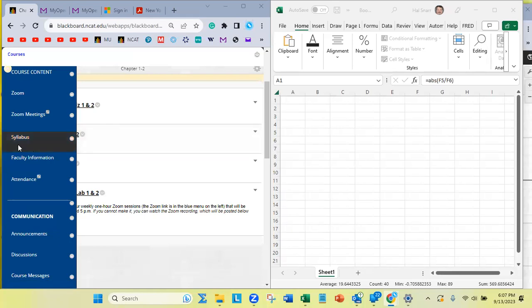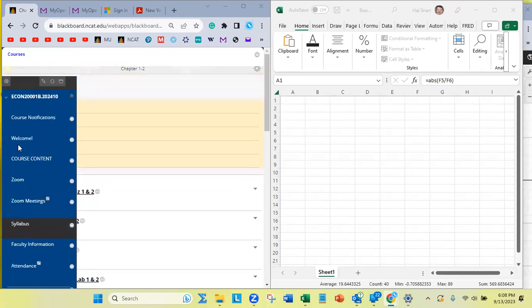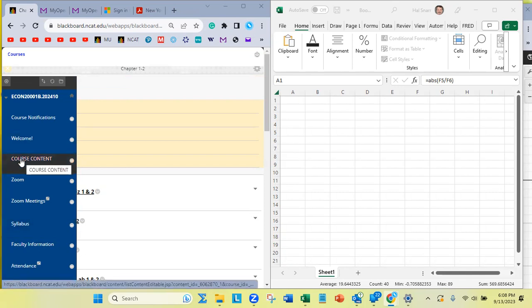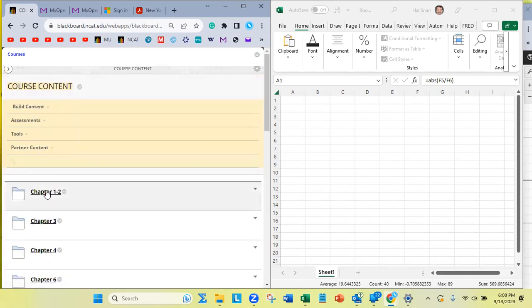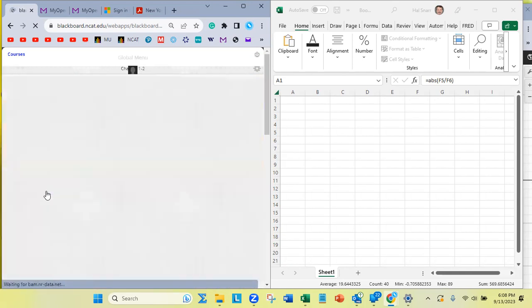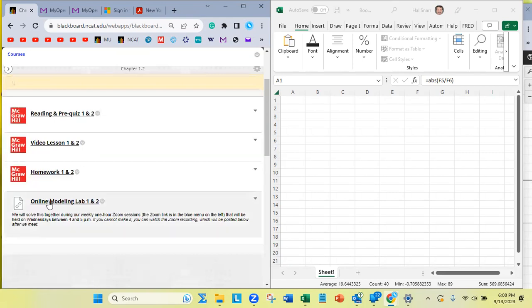Okay, so we're gonna do tonight's online modeling lab. And the way you find it is in Blackboard. Click course content, and then open up chapter 1 through 2, and then open up online modeling lab 1 and 2.